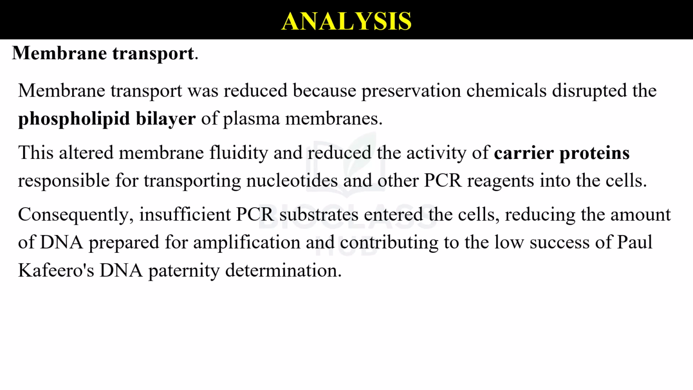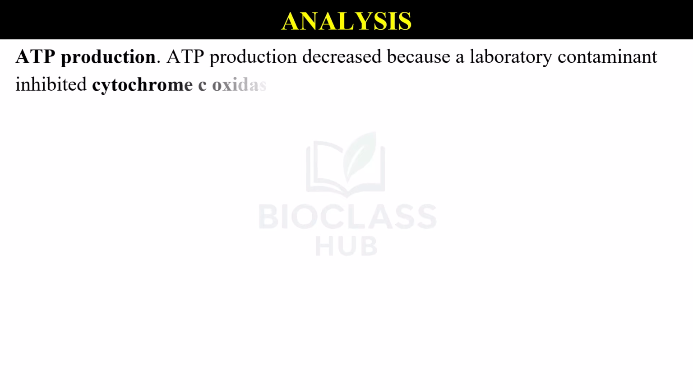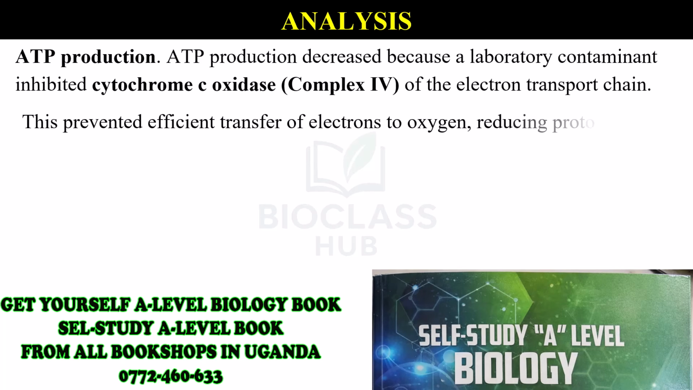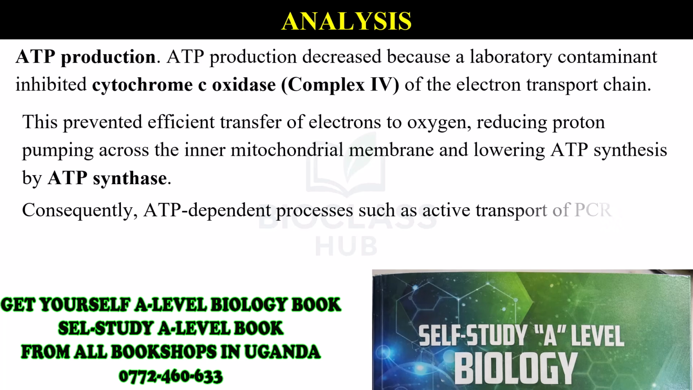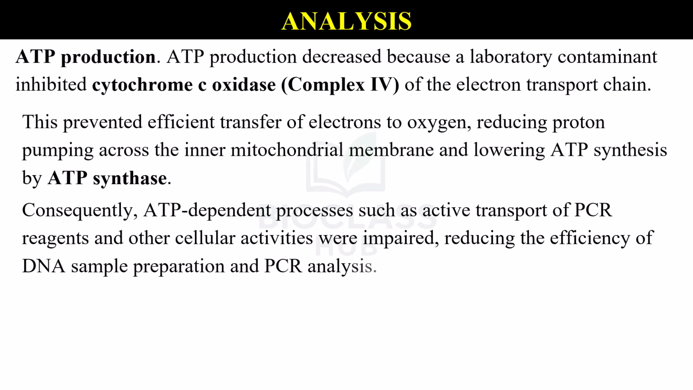ATP production. ATP production decreased because a laboratory contaminant inhibited cytochrome C oxidase of the electron transport chain. This prevented efficient transfer of electrons to oxygen, reducing proton pumping across the inner mitochondrial membrane and lowering ATP synthesis by ATP synthase. Consequently, ATP-dependent processes such as active transport of PCR reagents and other cellular activities were impaired, reducing the efficiency of DNA sample preparation and PCR analysis.